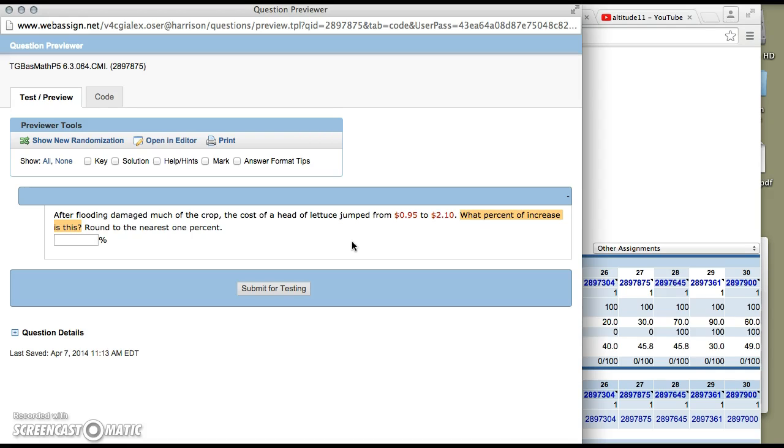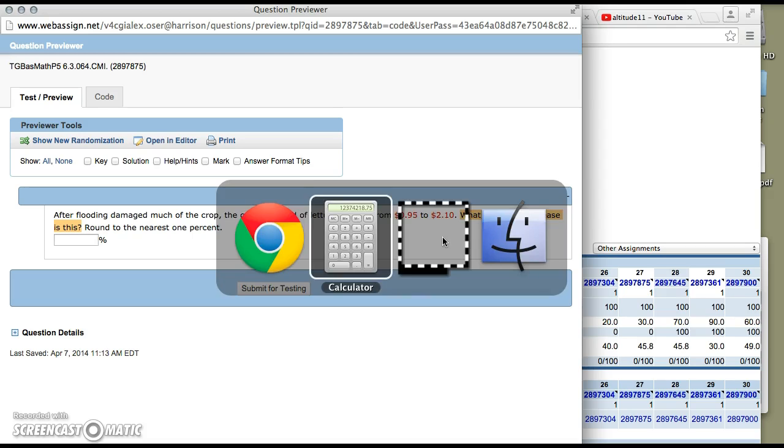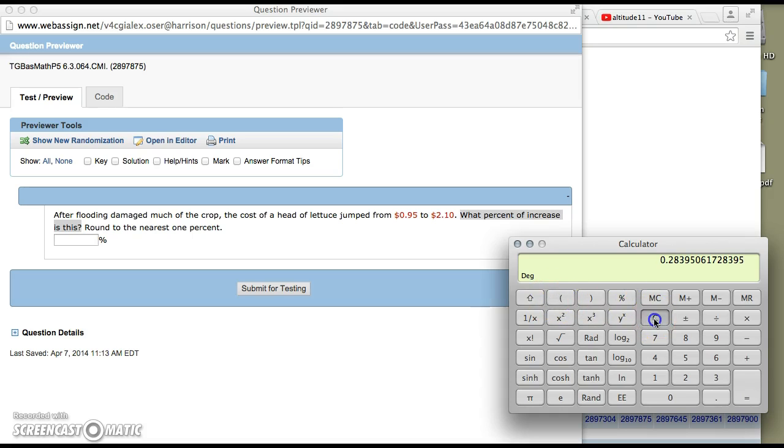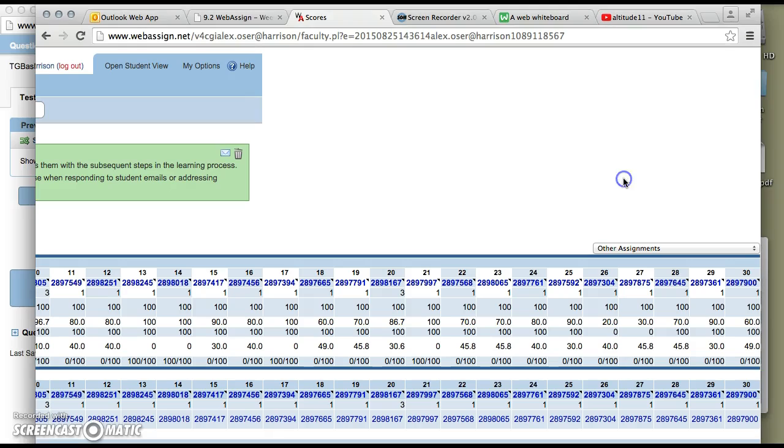So step 1 says, first of all, figure out how much you increased or decreased. In this case, our price increased. It went from 95 cents to $2.10. So let's figure out how much it is that we actually increased in our price. Let's clear this. So we're now paying $2.10 for a head of lettuce. Let's subtract away what we were originally paying, 0.95, to see what our total increase was. So that's $1.15 increase. Let's get this written down here.